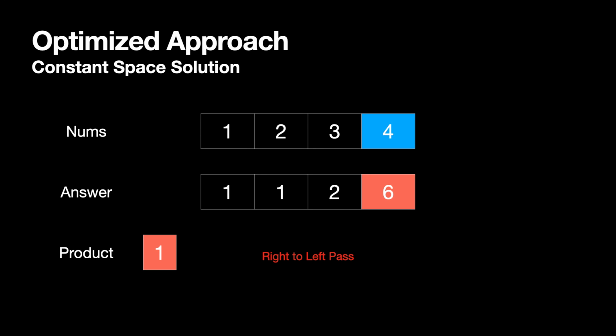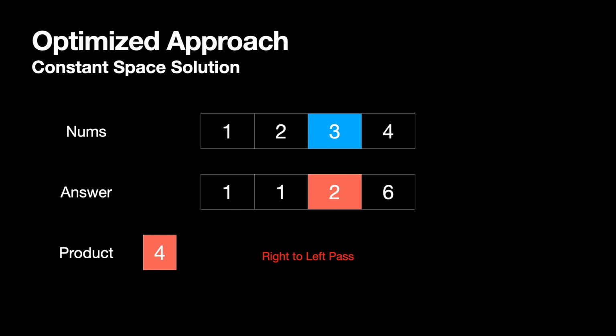We'll start by taking 4. We see that the right product is 1, and that its left product, which we calculated in the left to right pass, is equal to 6. Thus, its product except self will be equal to 6. Once we set this value in the answer array, we'll also update the right product variable to be 4.